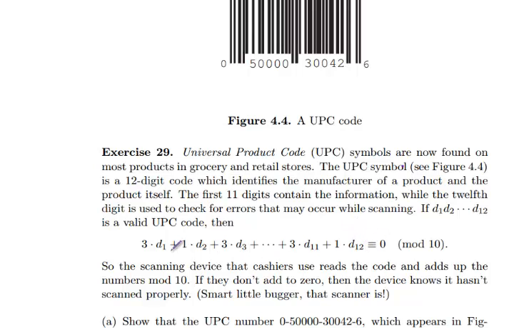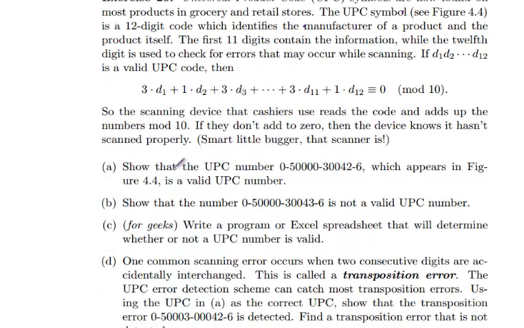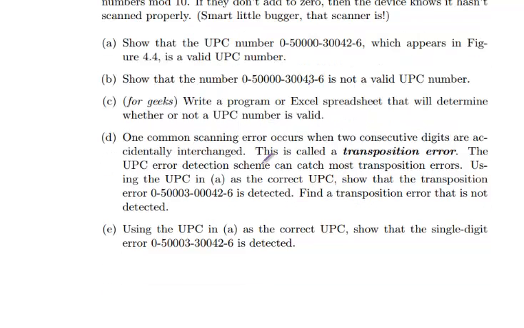And the digits must satisfy this modular equation. It must be equivalent to 0 mod 10. Okay, that's how the numbers are chosen. If you think about it, you could choose the first 11 numbers, and then you would be forced as to the identity of the 12th number. In this exercise you verify that this modular equation works for this code, and here you verify it's not a valid code. So here's some other examples that you can do.